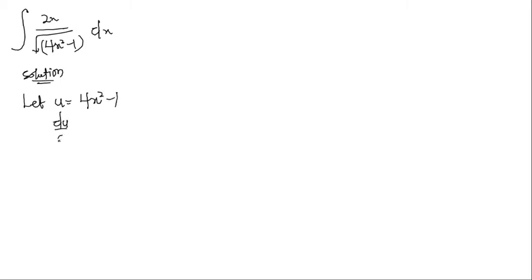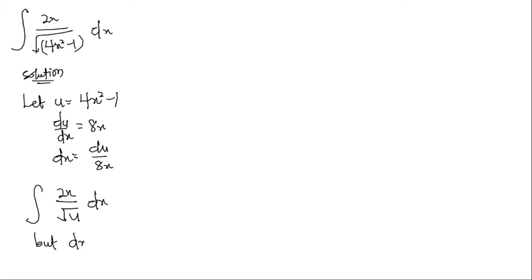If we differentiate the function, we get du/dx to be equal to 2 multiplied by 4, we get 8x. This is a constant. We differentiate a constant, it becomes 0. So we make dx the subject over here, we get dx equals du on 8x. So we can rewrite this whole integration as the integral of 2x on the root of u dx.